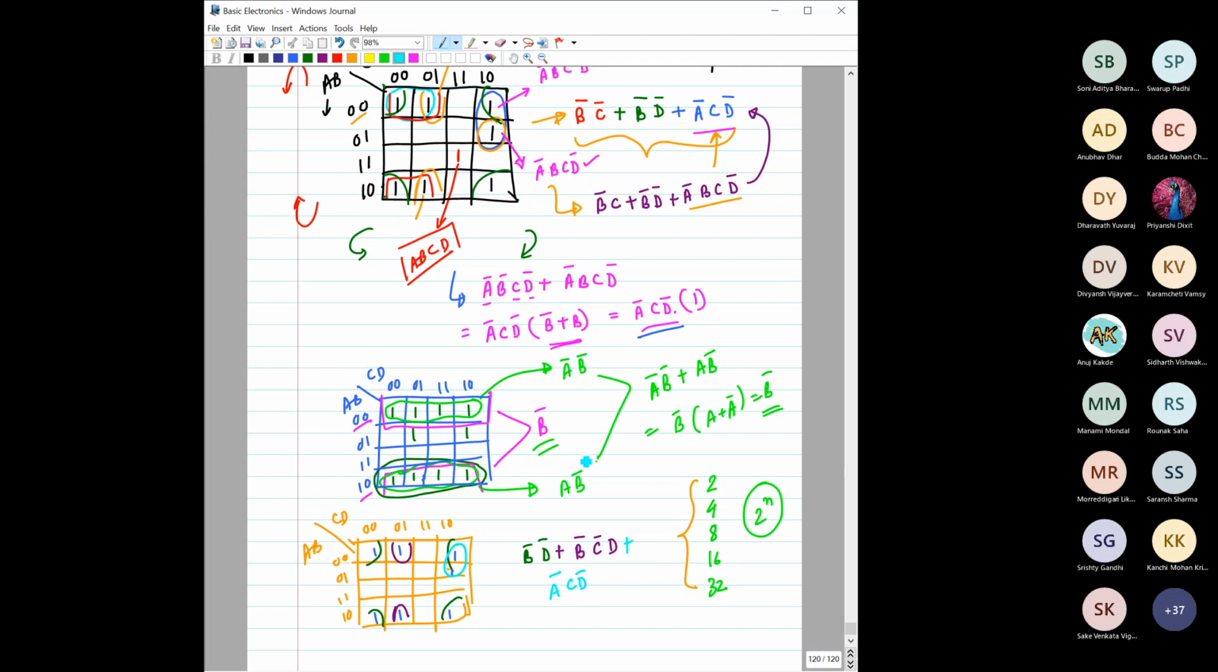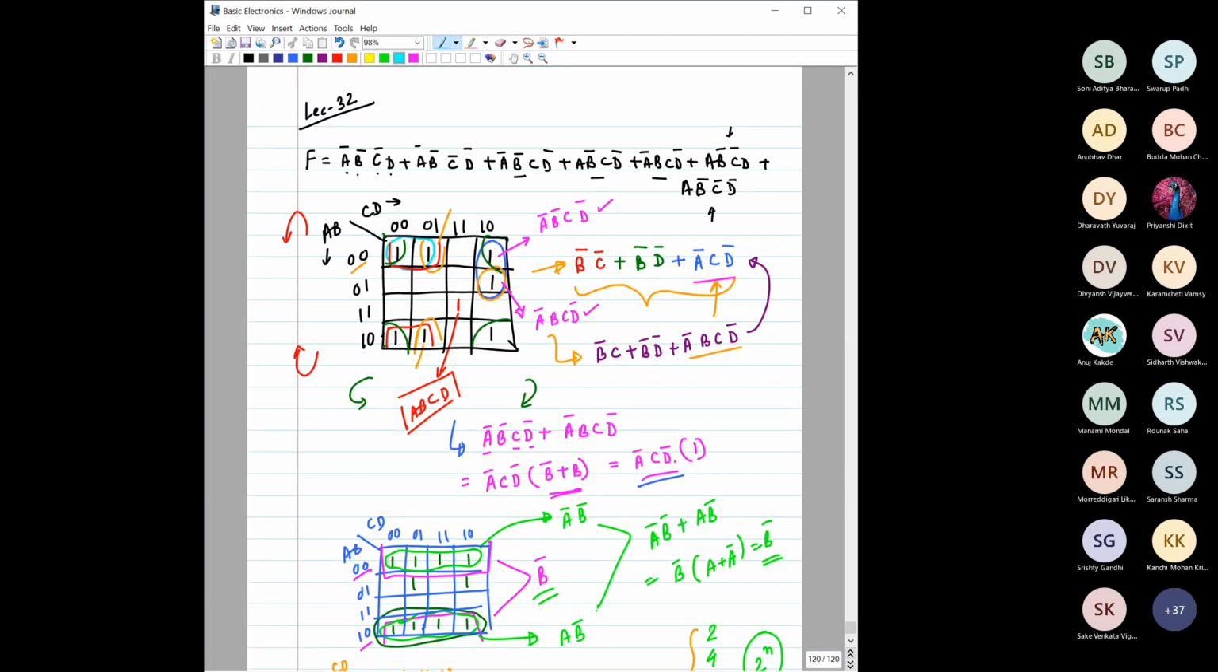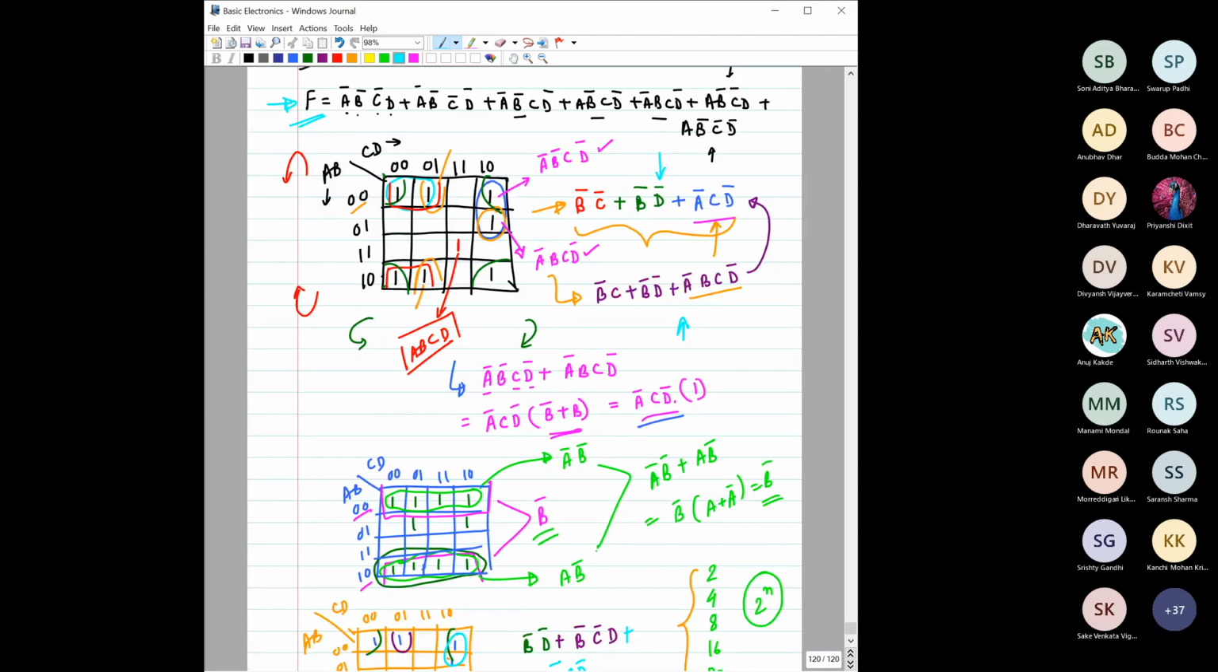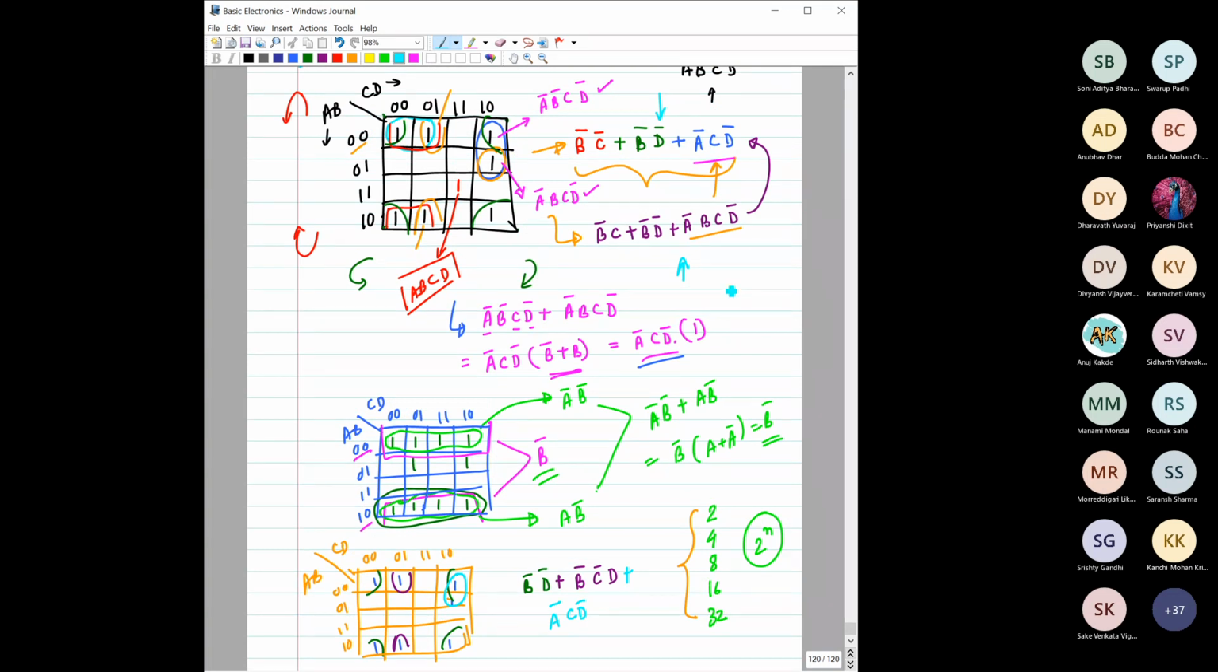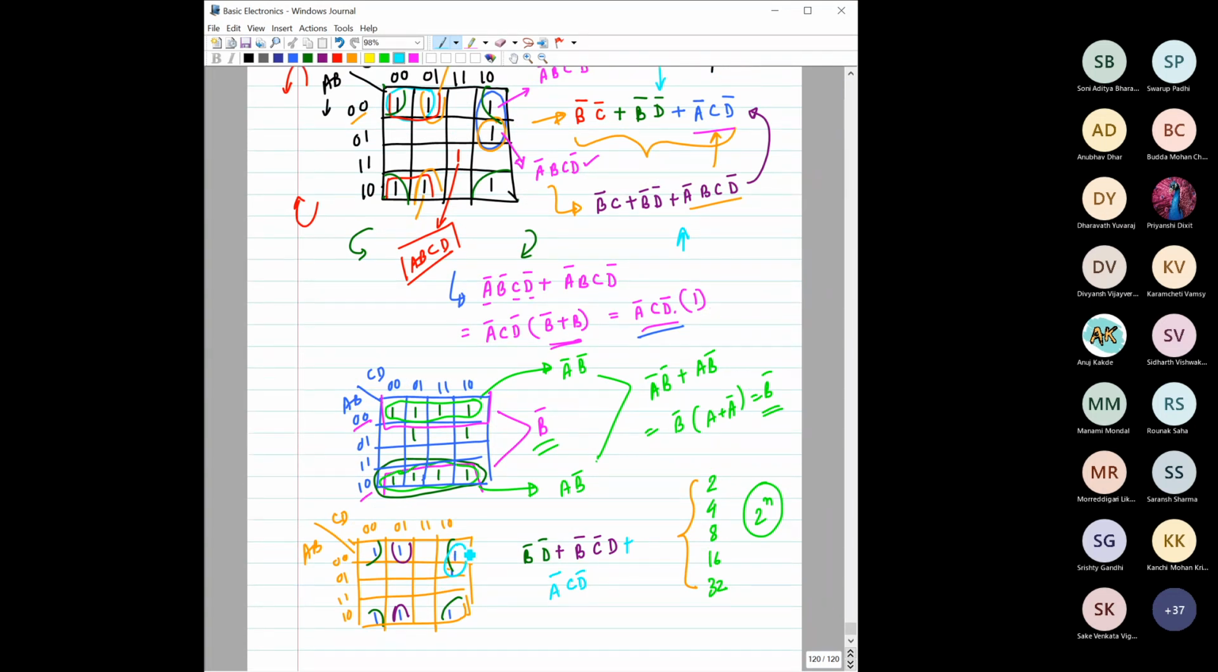So, sir, what I'm saying is that when we look at these two expressions, they are looking slightly different, but essentially they are the same. Like instead of B bar C bar, we have B bar, C bar, D. We are not changing the expression, but what we are doing is minimizing the expression, right? So all the expressions are the same. The only difference is that we are minimizing the expression.